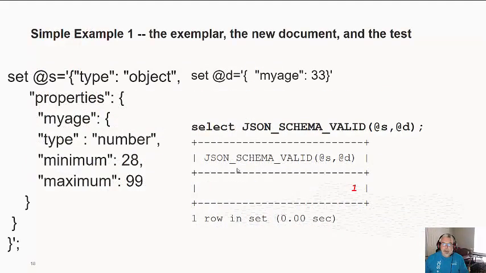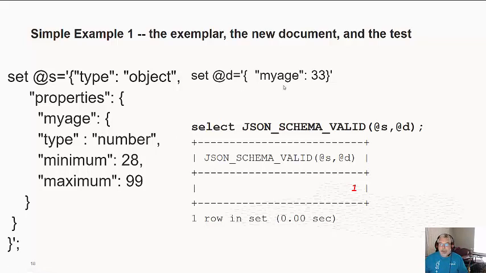So, simple example number 1: the exemplar, the new document, and the test. We've set up a JSON document where we're going to bring in an object. The properties of that object: it's called myAge. That's the key of it, or what I call the name. And that is a numeric data type, and it has a minimum value of 28 and a maximum of 99.